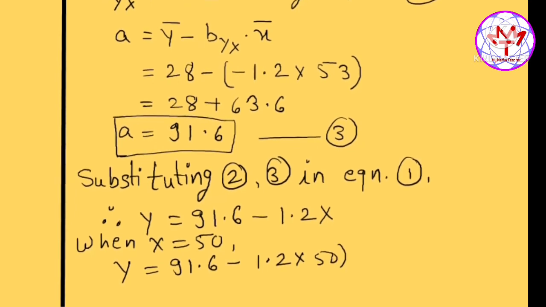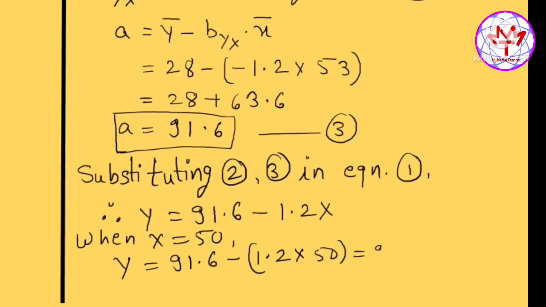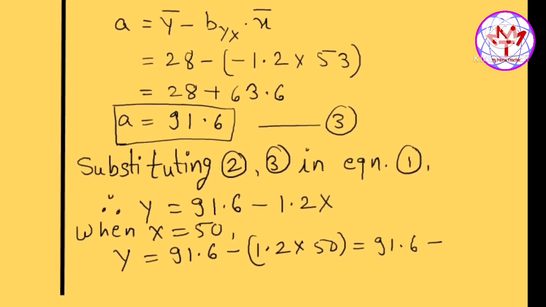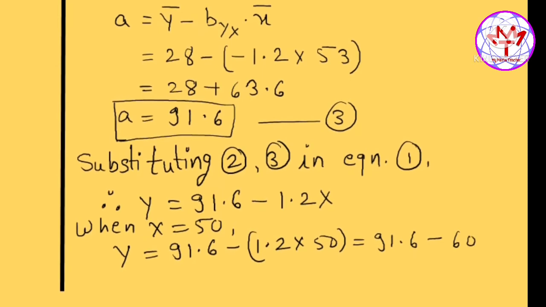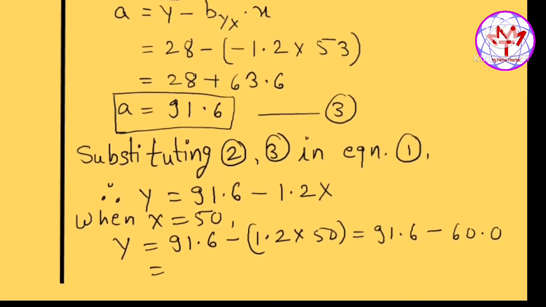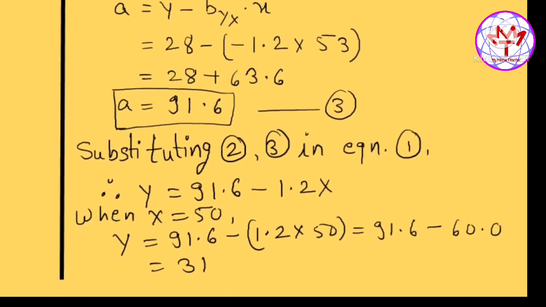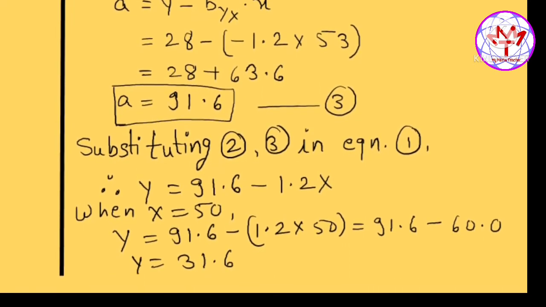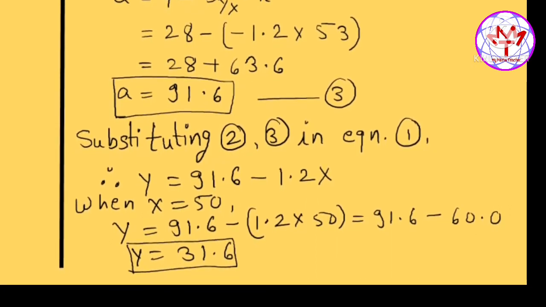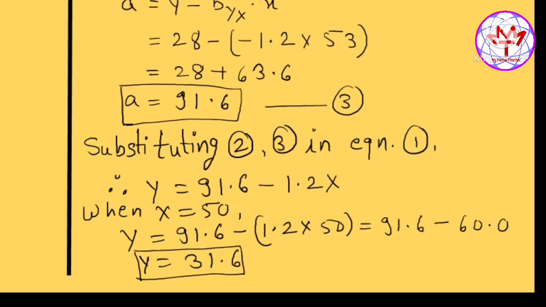y is equal to 91.6 minus 1.2 into 50. So that is 91.6 minus 60.0, since 12 fives are 60. So that comes to 31.6. So y is equal to 31.6 when x is equal to 50. So this completes the second sub-question.